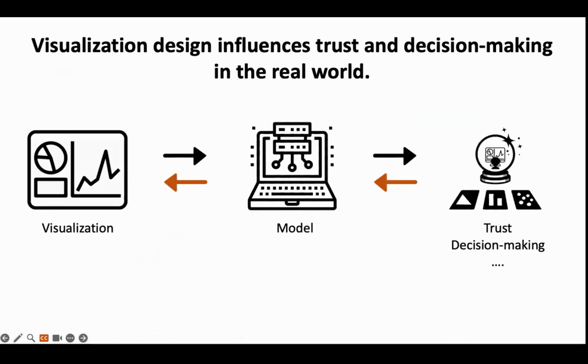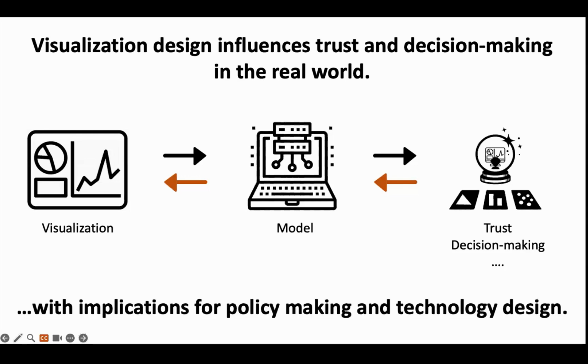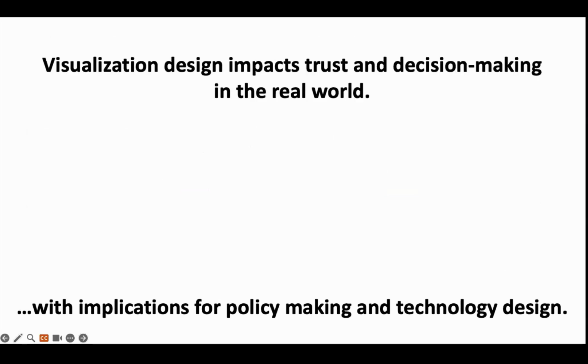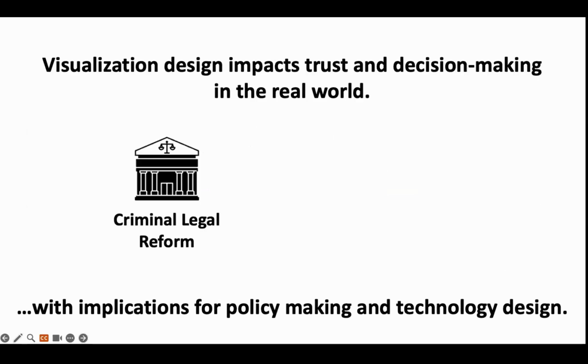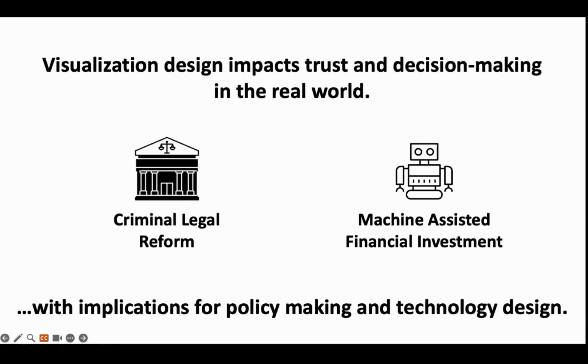And the takeaway here would be that the visualization design that I showed you might seem really small, and the conclusions that people come up with might be a little artificial, but this is a real problem in the real world. And they have implications for policy and for technology design, and I'll just give you two examples here, one from the criminal legal reform domain and one from machine learning in the financial investment domain.